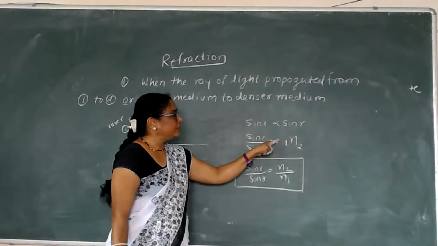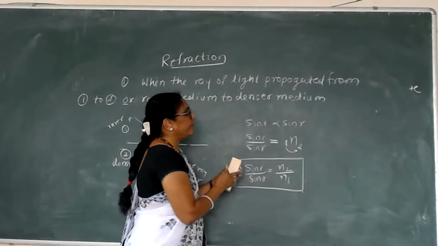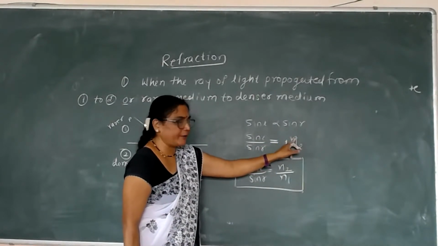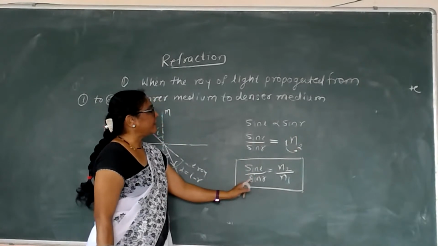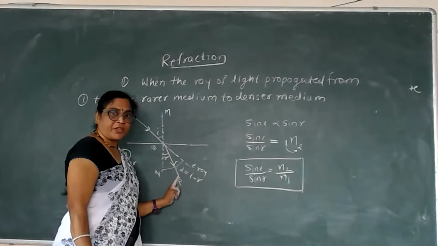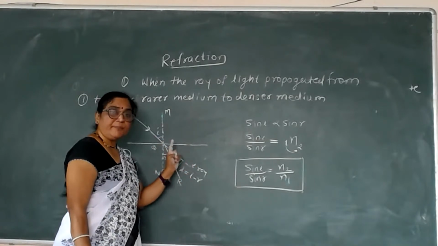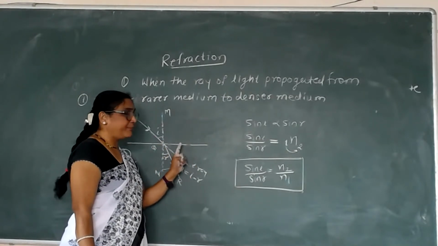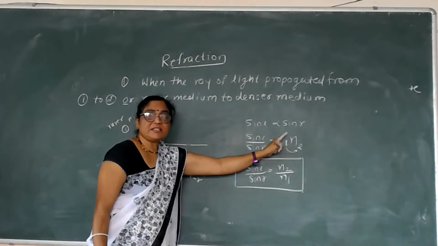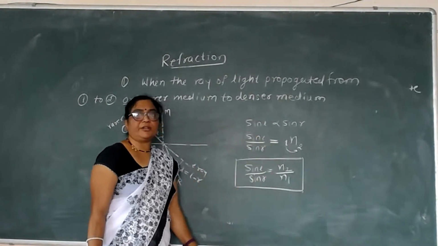We denote that the ray of light is propagated from the first medium to the second medium. Therefore, n1, n2, where n is known as the refractive index for that medium. Therefore, sin I by sin R is equal to n2 by n1. The bending of light depends upon the medium where the refraction takes place. So the value of n is not the same for each medium. It is a constant for that particular medium only.